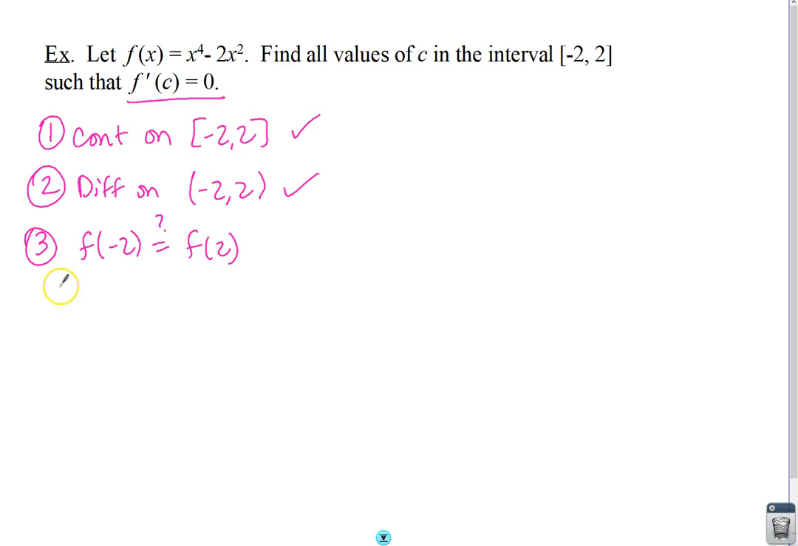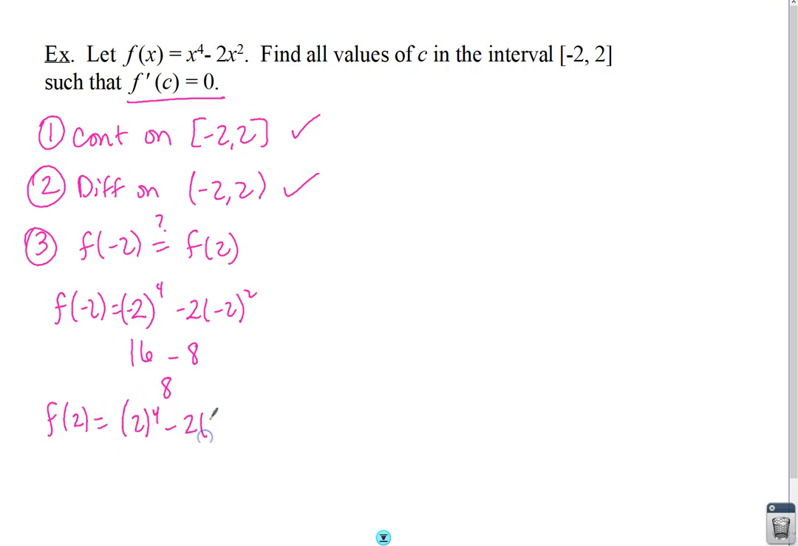Don't know, so let's say f of -2 is (-2) to the 4th minus 2 times (-2) squared. That's going to be 16 minus 8, so I get 8. F of 2 is going to be 2 to the 4th minus 2 times 2 squared. Oh, this is a nice, lovely, even function, because whether you plug in a positive or negative x value, you get the same overall y value, so that's also 8. So that condition is also met.